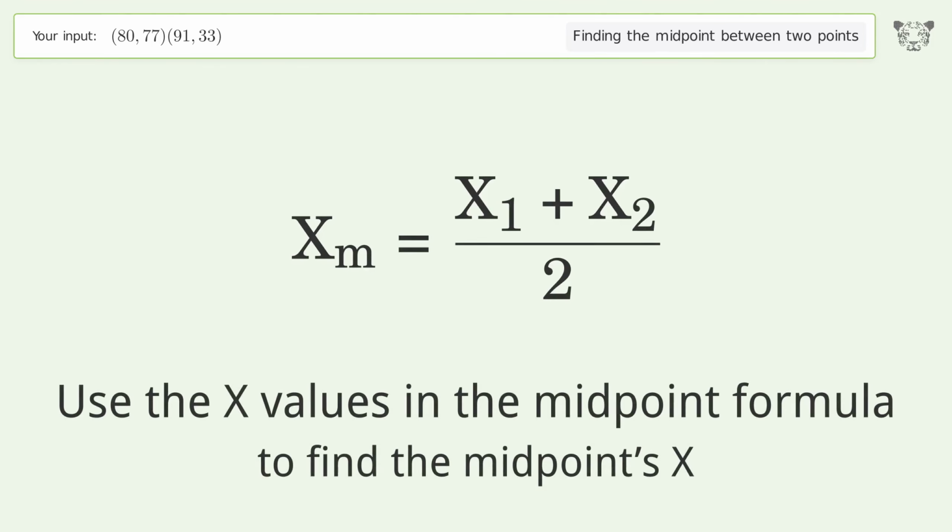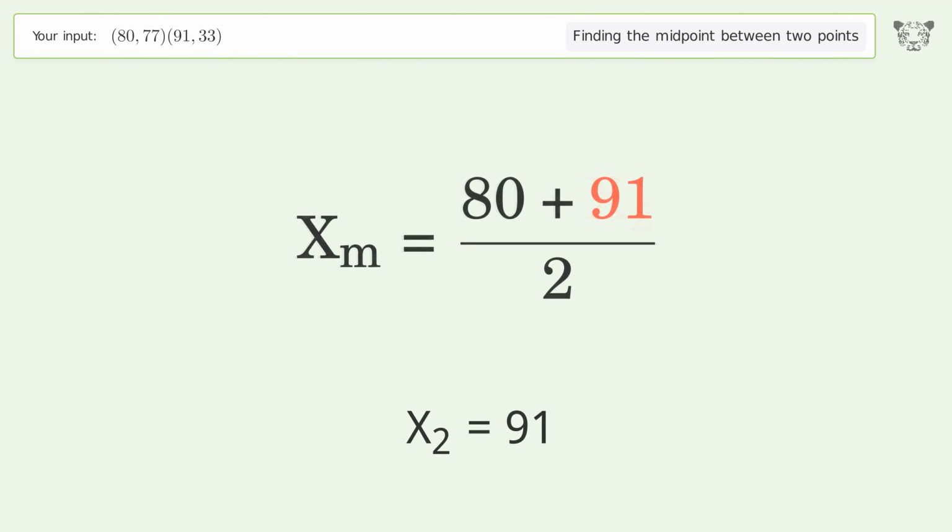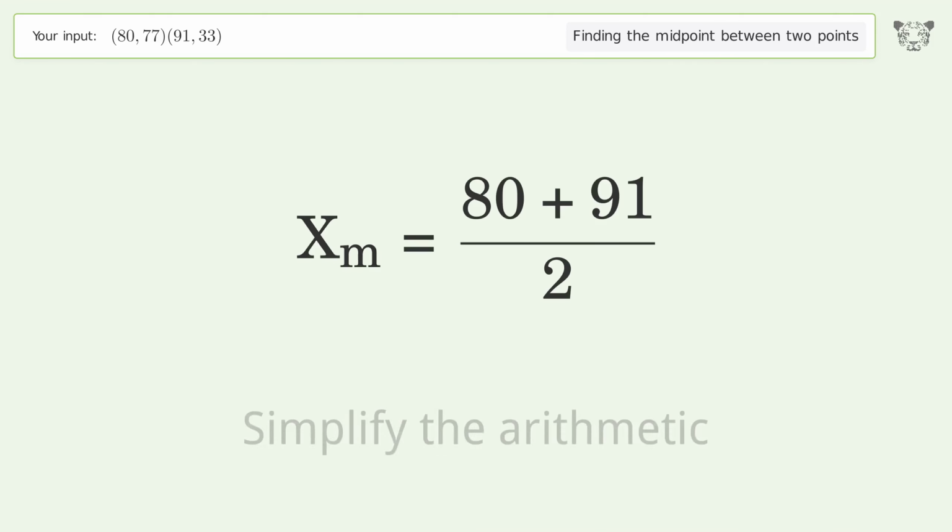Use the x values in the midpoint formula to find the midpoint's x. x1 equals 80. x2 equals 91. Simplify the arithmetic.